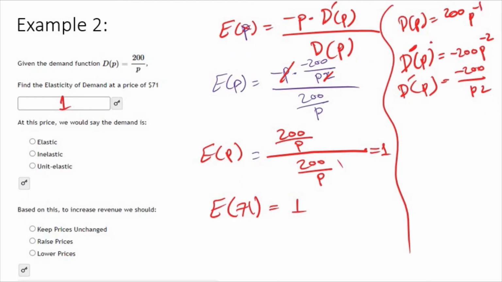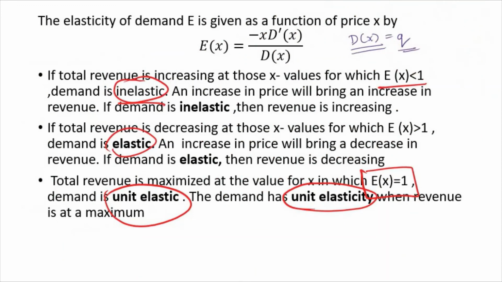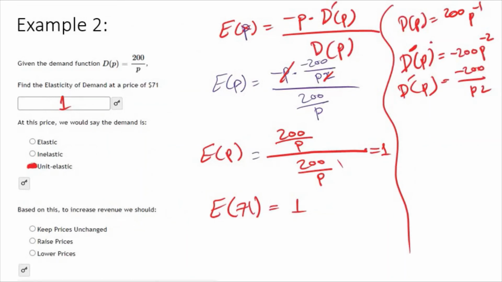At this price, we should say that the demand is unit elastic. In this case, it is unit elastic. The revenue is at its maximum. If you go to this slide, if E of x is equal to 1, then we have a maximum revenue, and we're not going to change the price in this case because a change in price could decrease the demand, and in this case, decrease the revenue as well.